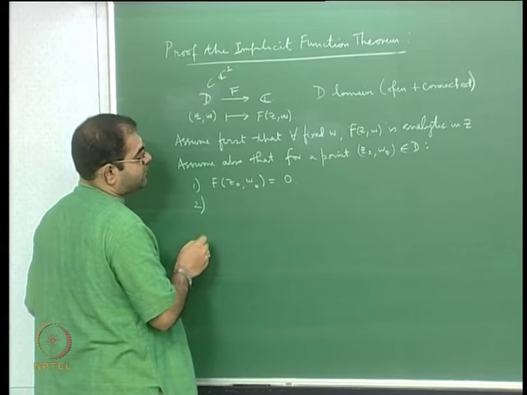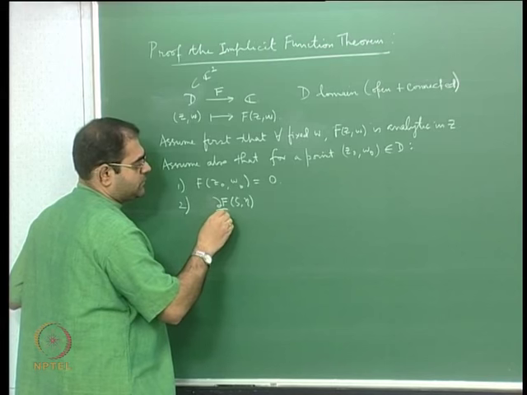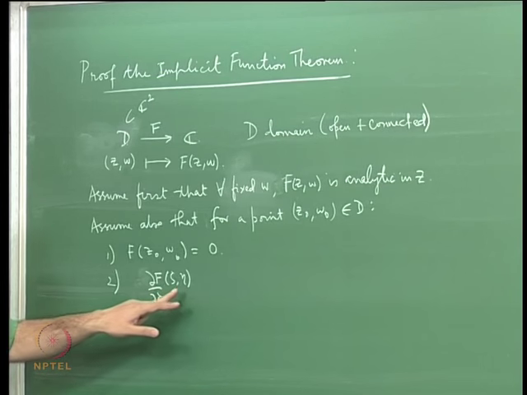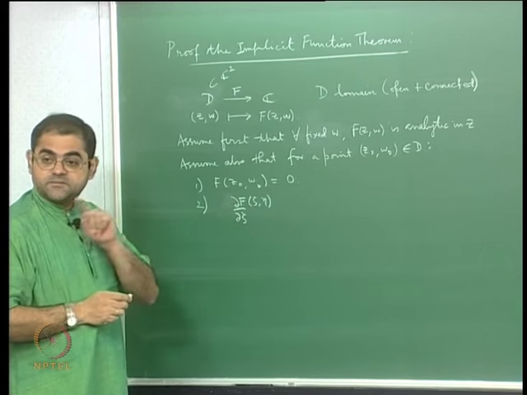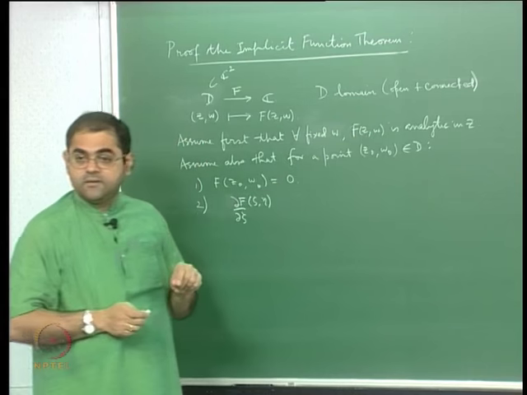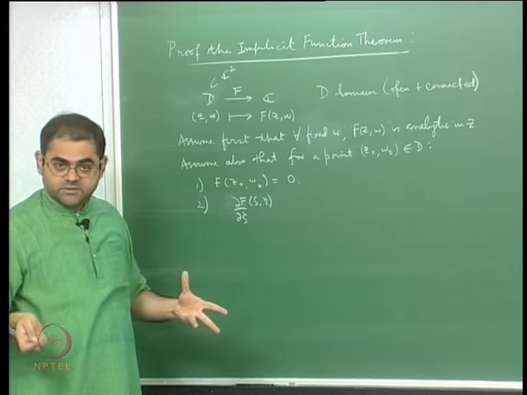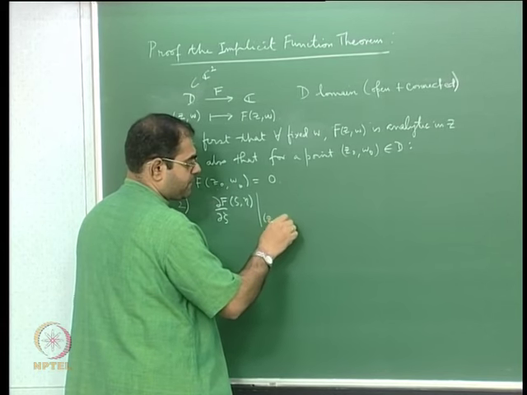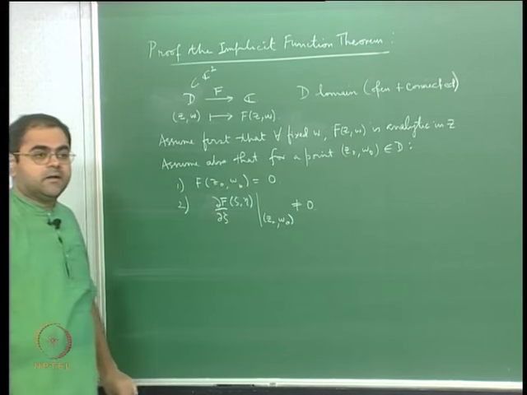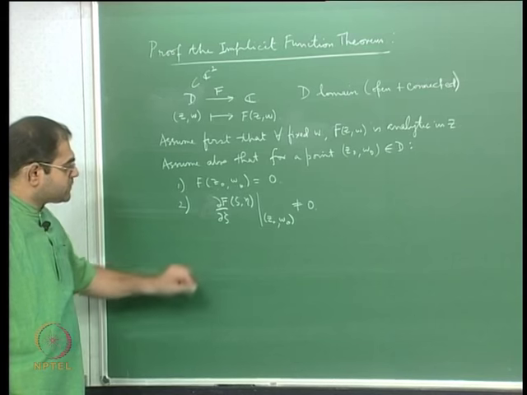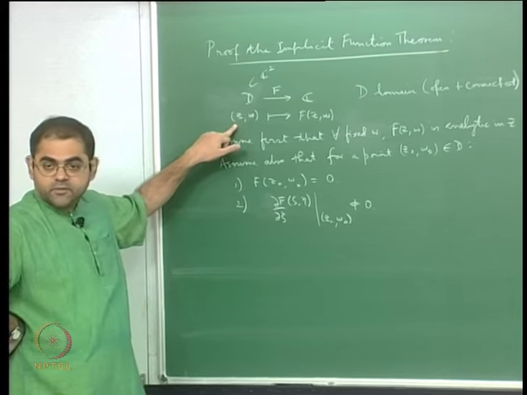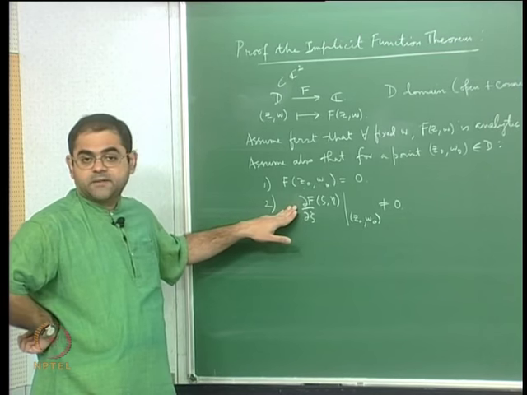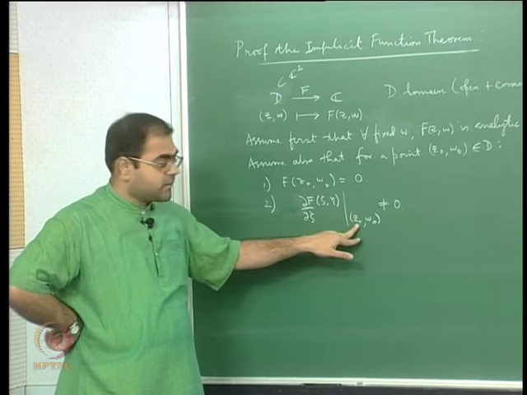Number two, you assume that dou f by dou z, okay, why I am writing the partial is because there are two variables involved, right? But actually I am fixing the second variable, I am finding the derivative with respect to the first variable, which I can do because with respect to the first variable it is an analytic function, a holomorphic function, which means it is a differentiable function. So I can take the derivative, and I evaluate it at this point z0, w0, and I assume that the derivative is non-zero, okay. So all I am saying is the function has a 0 at the point z0, w0, and the derivative of the function with respect to the first variable z at z0, w0 is non-zero, okay.